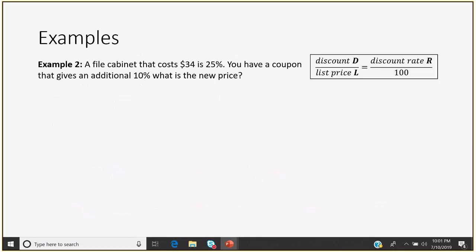So we have another question, and I particularly like this question. I want you to, ideally, I mean, I can't control you and force you to do anything, but pause the lecture and really think about what this question means and how you would solve it, because there's two ways to solve it, and the way the question is phrased, they're both technically correct. So the question says, the file cabinet that costs $34 is 25% off. You have a coupon that gives you an additional 10%. What is the new price?